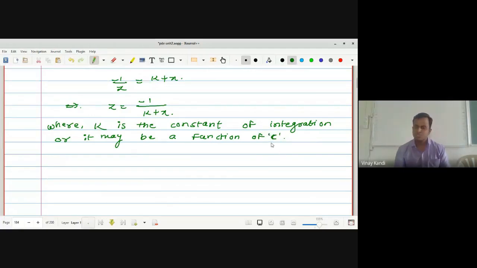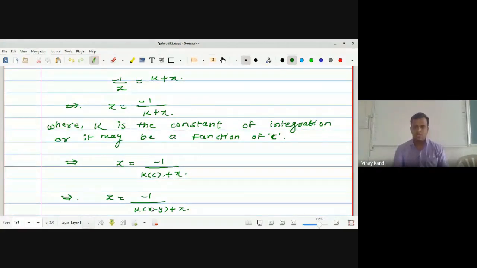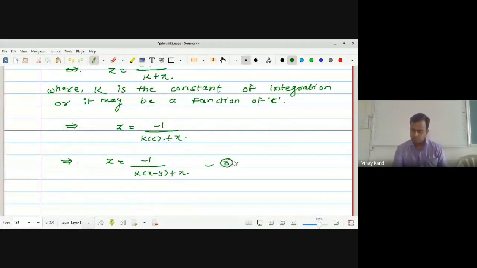ओके, सी पण तुमचा कॉन्स्टंटच आहे. नुसता कॉन्स्टंट तरी असू शकेल किंवा काहीतरी एक फंक्शन ऑफ सी कॉन्स्टंट मध्ये पण असू शकेल. So that implies, say, k of c, function of c, plus x. Okay, so that implies what is the value of c now? -1 upon k of x minus y plus x. Okay, give it as equation number 3, from 2.